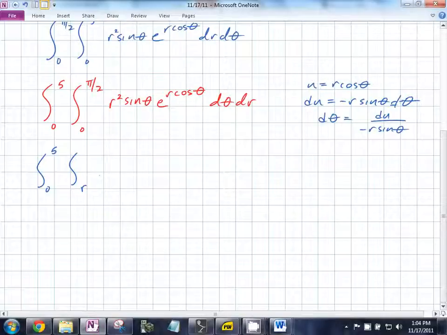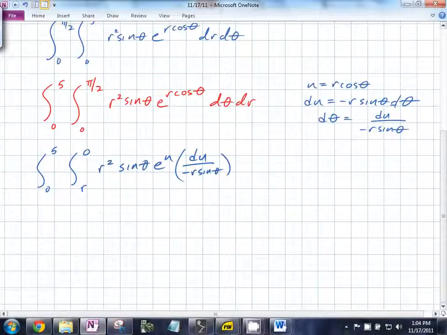We end up with sine theta e to the u times du over negative r sine theta dr. What nicely goes away for us? Is it okay if the r sticks around? Yeah. What's the thing we really have to get rid of? That sine theta. We really want theta to get out of there. But can you cancel just the sine? No, you can't. So one of the r's cancels. So you're left with what? Negative integral from 0 to 5, and u from r to 0, of r e to the u du dr, right? Did I simplify that right? Yep. Seems okay.